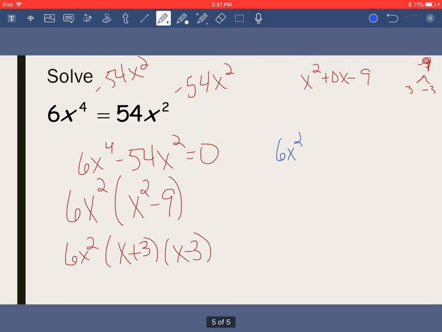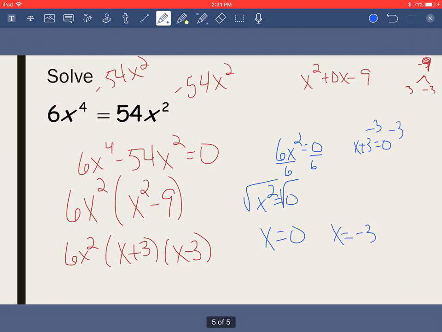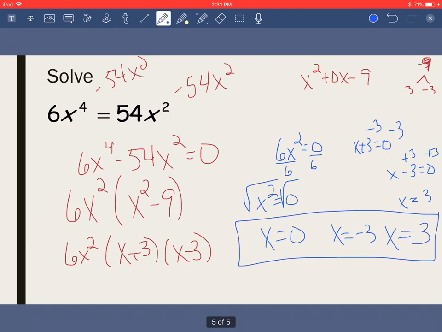So 6x squared equals 0, so divide by 6. So x squared equals 0, square root. So I get that x equals 0. Then I have x plus 3 equals 0, so I subtract 3, so I get x equals negative 3. And I have x minus 3 equals 0, add 3 to each side, and I get that x equals positive 3. So I have three solutions here, 0, negative 3, and positive 3.